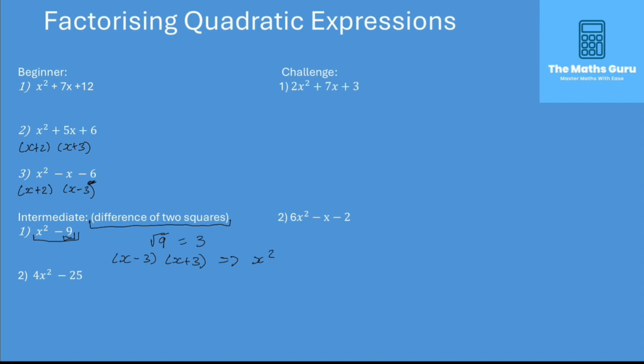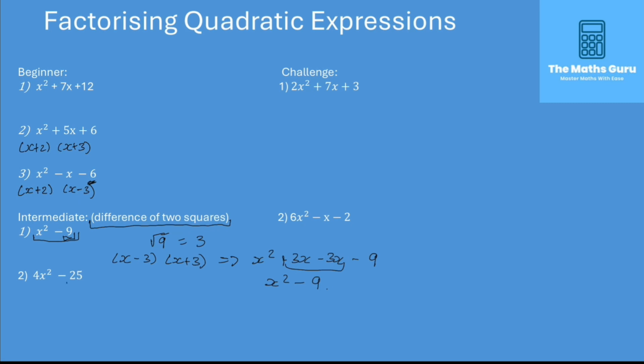Look at our outside terms, we get our 3x. Look at our inside terms, minus 3x. Then our last terms, we get minus 9, so x squared. These two middle terms cancel out. Then we're left with our minus 9 there. That shows how it works.